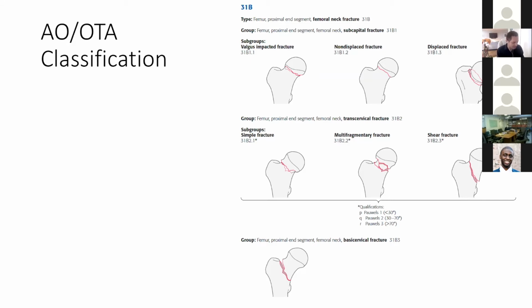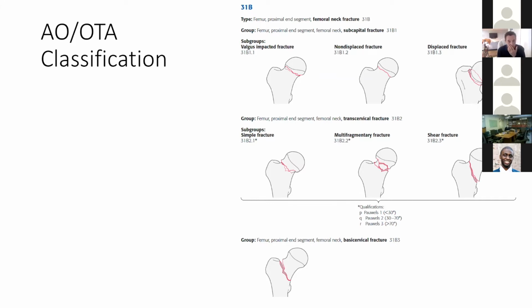And one of the nice things that Meinberg and company did with the new update of the classification is that they incorporated a lot of previous classifications into the AO-OTA classification. So eventually you will just have to know just one classification for fractures.